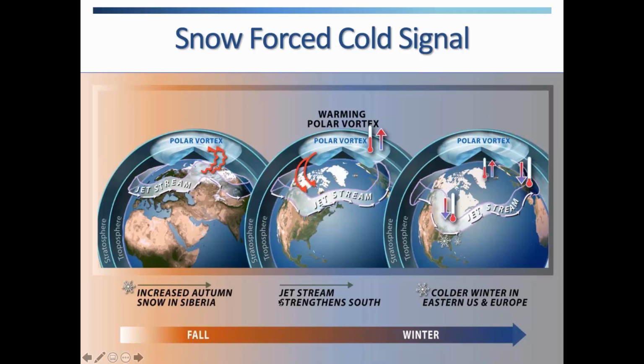So just summarizing it, this is a graphic put out by the National Science Foundation. The paper was published, but here in the timeline on the bottom, you have this fall. Let's say you have increased fall snow cover across Siberia. October is a key month. That leads to the northwestward expansion of the Siberian High. It's often called Ural-Scandinavian blocking.